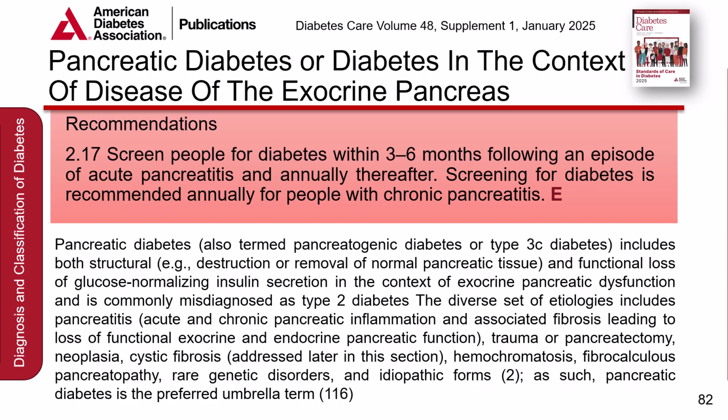The diverse set of etiologies includes pancreatitis, acute and chronic pancreatic inflammation, and associated fibrosis leading to loss of functional exocrine and endocrine pancreatic function, trauma or pancreatectomy, neoplasia, cystic fibrosis, addressed later in this section, hemochromatosis, fibrocalculous pancreatopathy, rare genetic disorders, and idiopathic forms. As such, pancreatic diabetes is the preferred umbrella term.